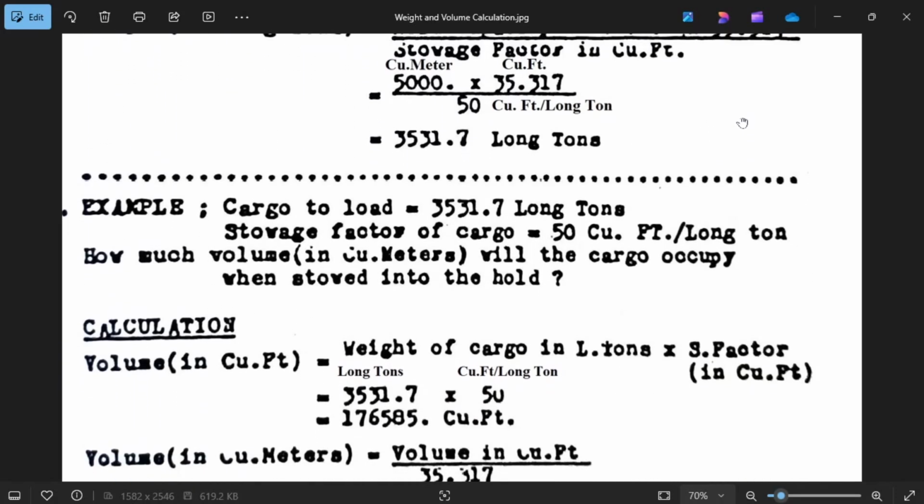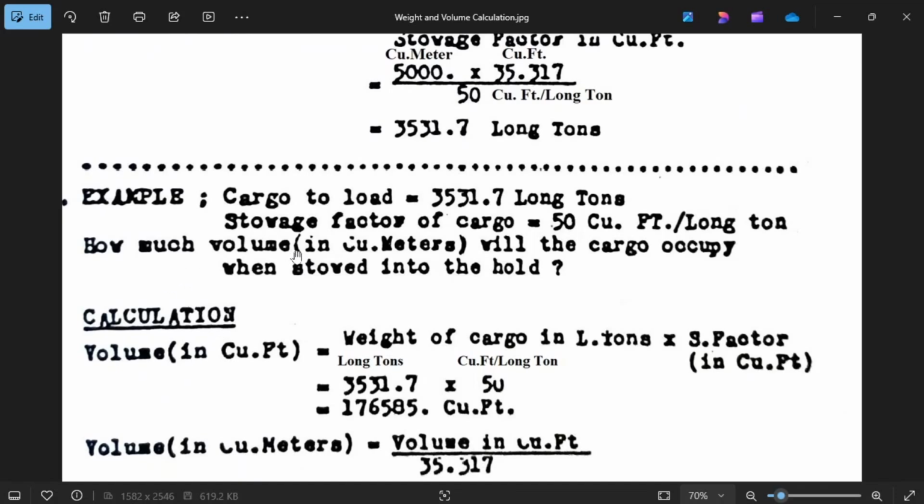Now, question number 2 is how much volume in cubic meters will the cargo occupy when stored in the cargo hold. So he's asking now for how much would be in cubic meters. Okay? Now, the solution: the volume in cubic feet is the weight of cargo in long tons times the storage factor. The weight of the cargo in long tons is 3531.7, which is this one, guys, times your storage factor. Your storage factor is 50 cubic feet per long ton.